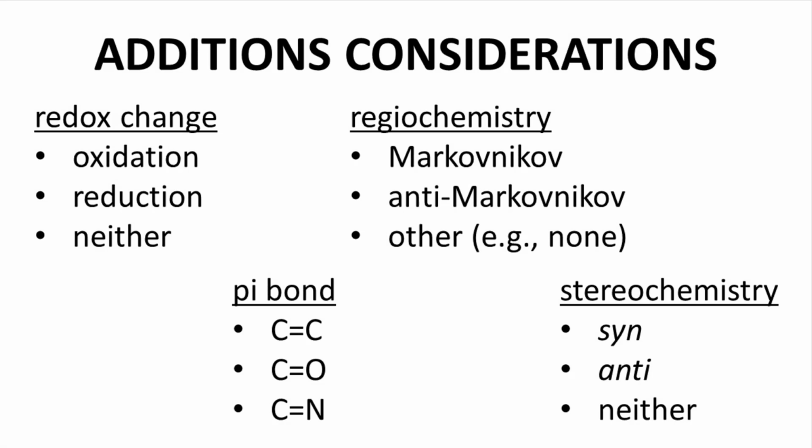When looking at addition reactions, there are many different ways to classify them. You can think of them as redox reactions. Many addition reactions have regiochemical considerations. You can discuss the type of pi bond involved in the reaction. You can also think about the stereochemical outcome. As we move through the addition reactions through the remainder of this video, we will discuss each in the context of these different classifications.